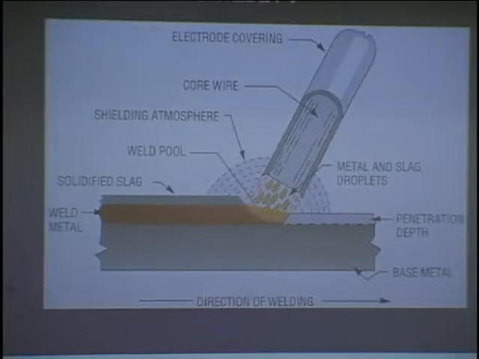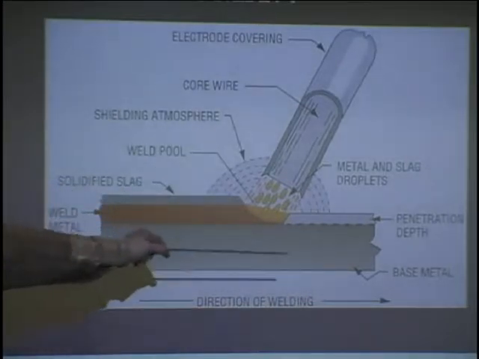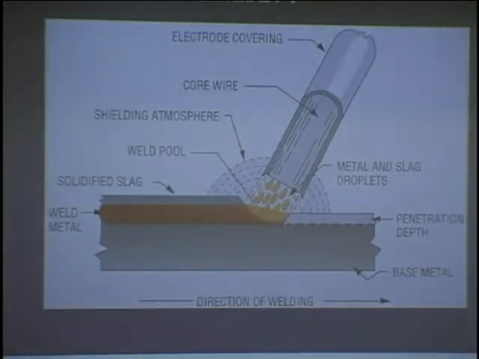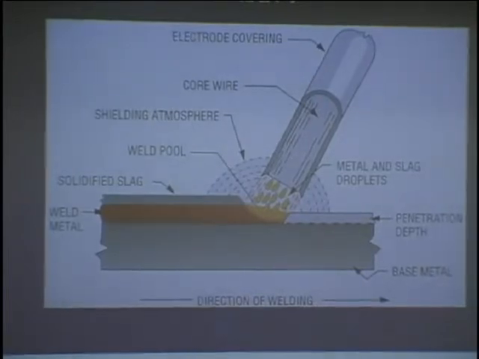and you can see the shielding atmosphere, the weld pool, the depth of penetration, and so forth. So SMAW means shielded metal arc welding. Know that. It will be a question.